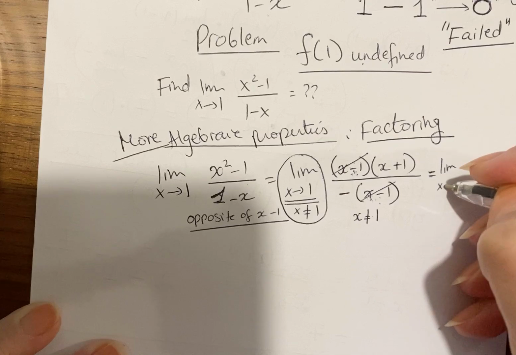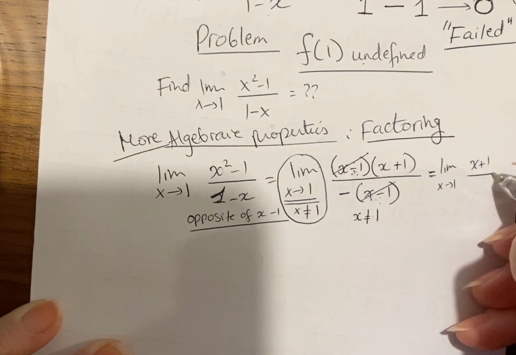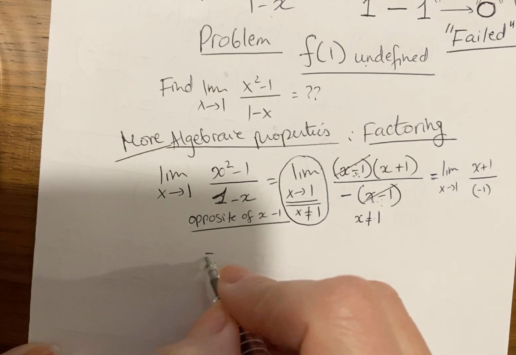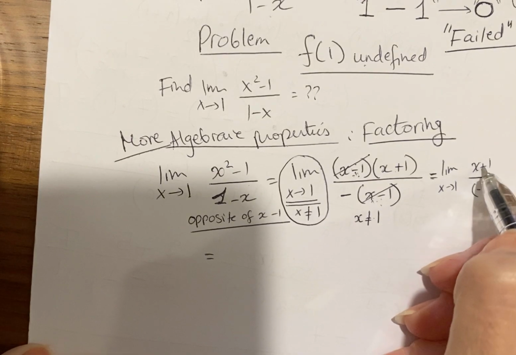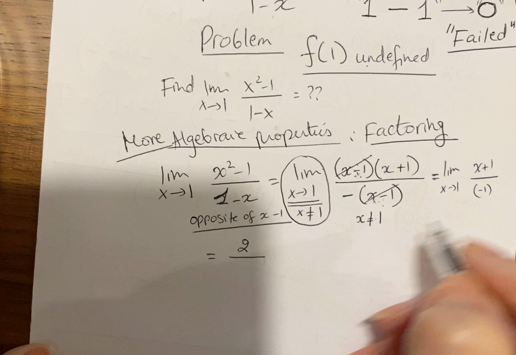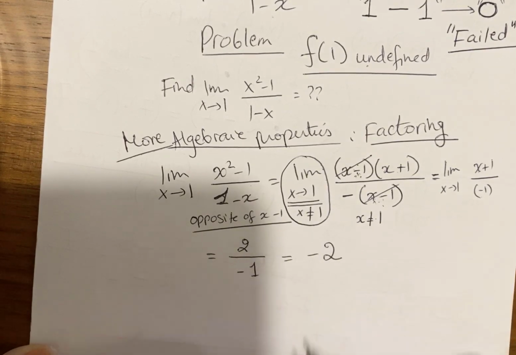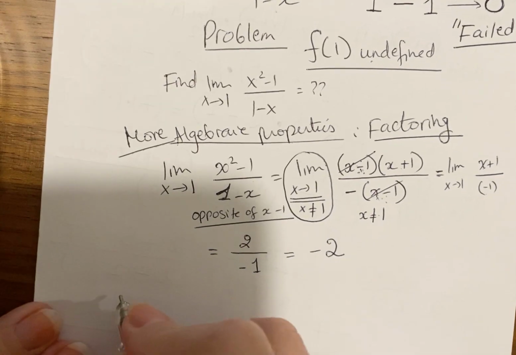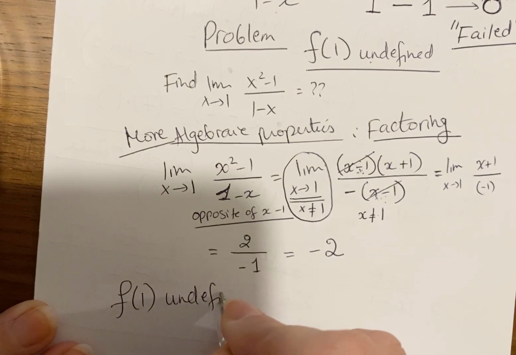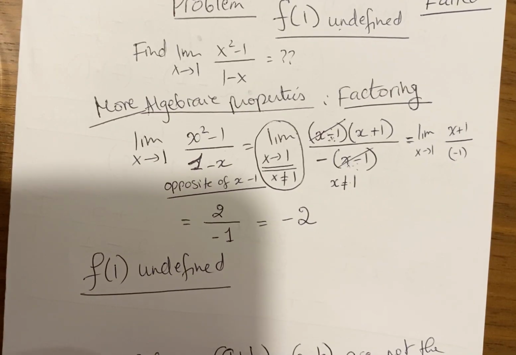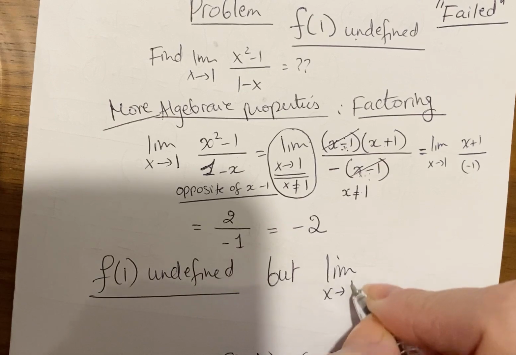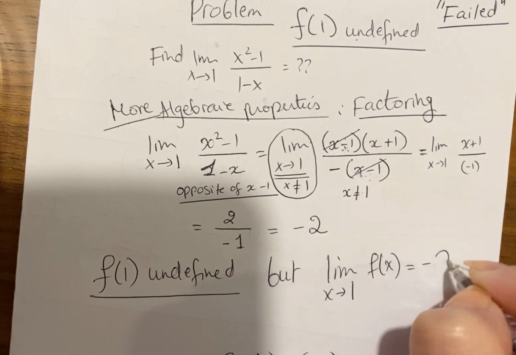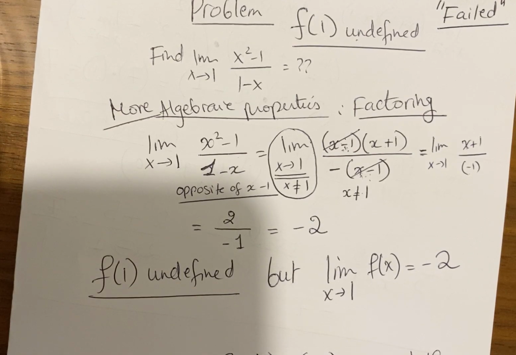Then when I cancel them, what do I get? x plus 1 over minus 1. Now, what's the limit of x plus 1 over minus 1? The limit of x plus 1 is 1 plus 1, 2, over the limit of minus 1, which is minus 1. So the answer is minus 2. What does that mean? It means f of 1 was undefined. I didn't have what the value of f of 1 is, but the limit around 1 of the function was equal to how much? It was equal to minus 2.